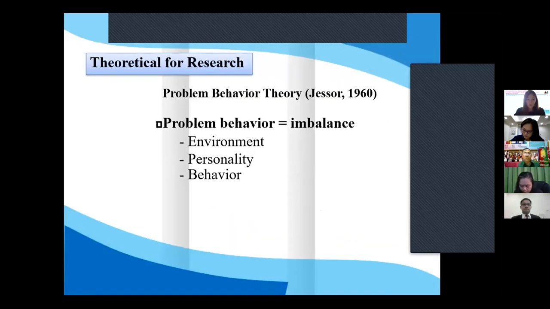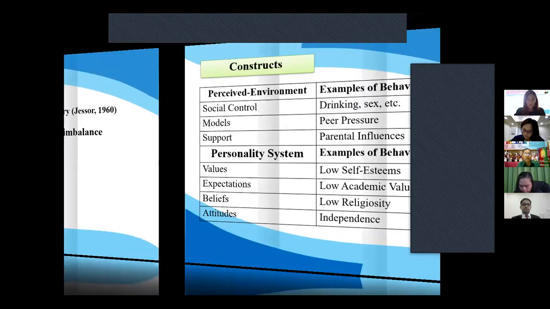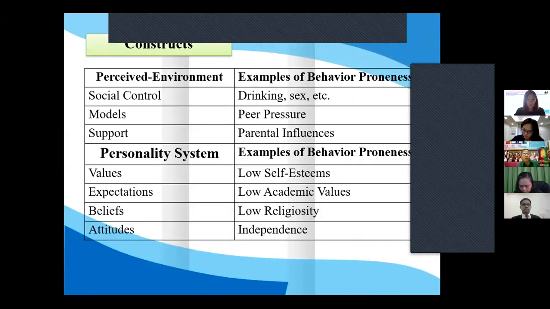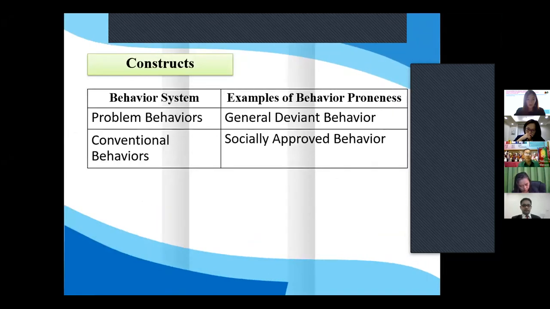The theoretical framework for the research is problem behavior theory. Problem behavior is an imbalance consisting of perceived development, social control, and modern support. Examples of behavior proneness are drinking and sex, peer pressure, parental influence, and the personality system: values, expectations, beliefs, and attitudes. Examples are low self-esteem, low academic value, low religiosity, and independence. The behavior system includes problem behavior and conventional behaviors, such as socially approved behavior.